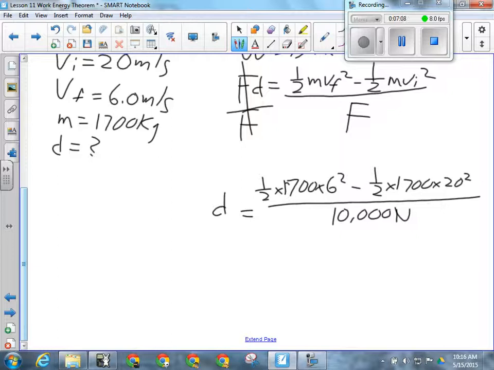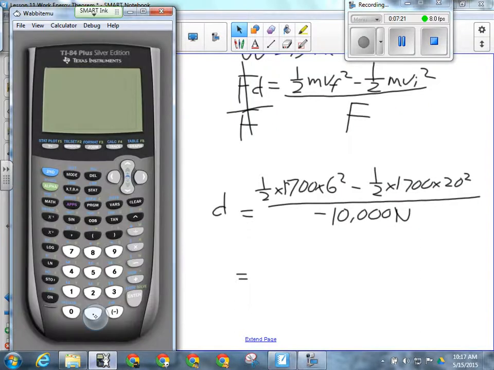So when we do this, we should make this, like we said, a negative force, as it is directed backwards, and force is a vector quantity. We'll have 0.5 times 1,700 times 36, minus 0.5 times 1,700 times 400, that's 20 squared. And then we're going to divide that by negative 10,000.